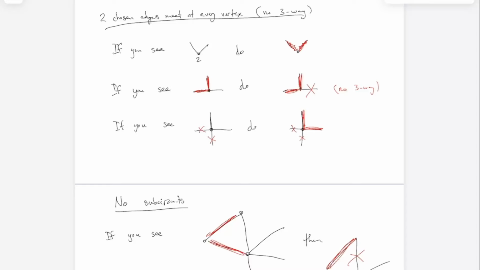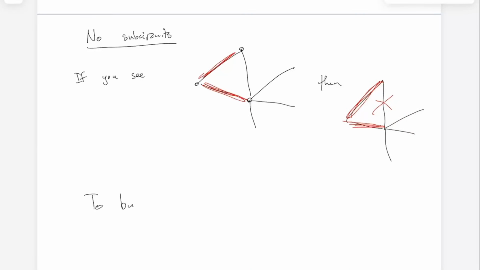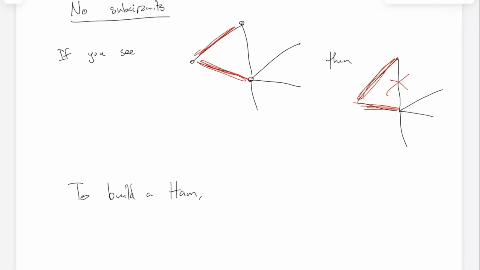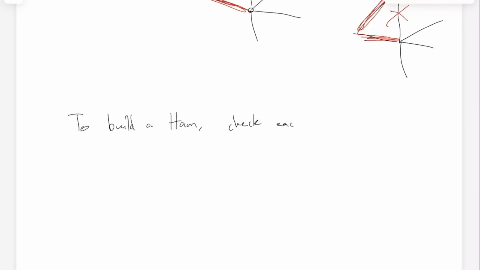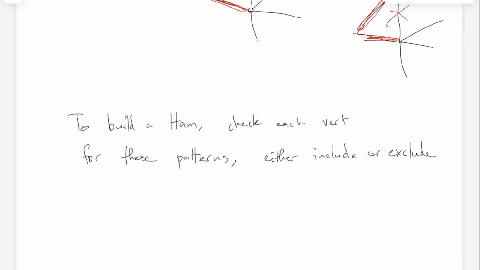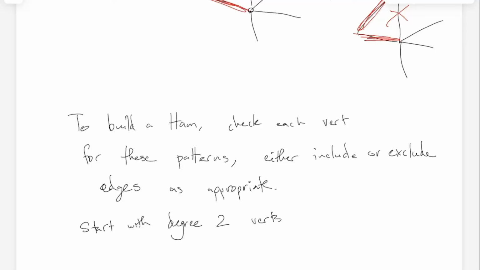So if you're trying to do one of these, to build a Hamilton circuit, I would just say check each vertex for these patterns, and either include or exclude edges as appropriate. All right, and how do you get started? You usually get started by looking for degree two vertices. So start with degree two verts. All right.